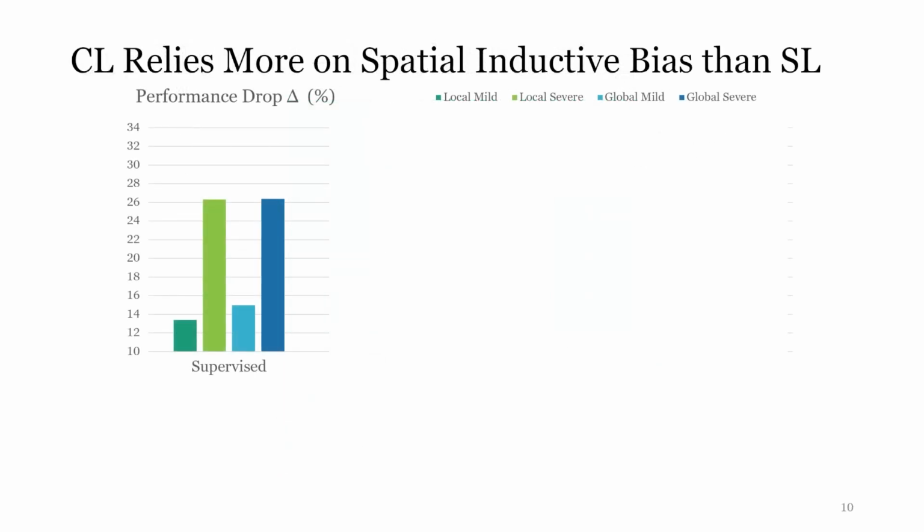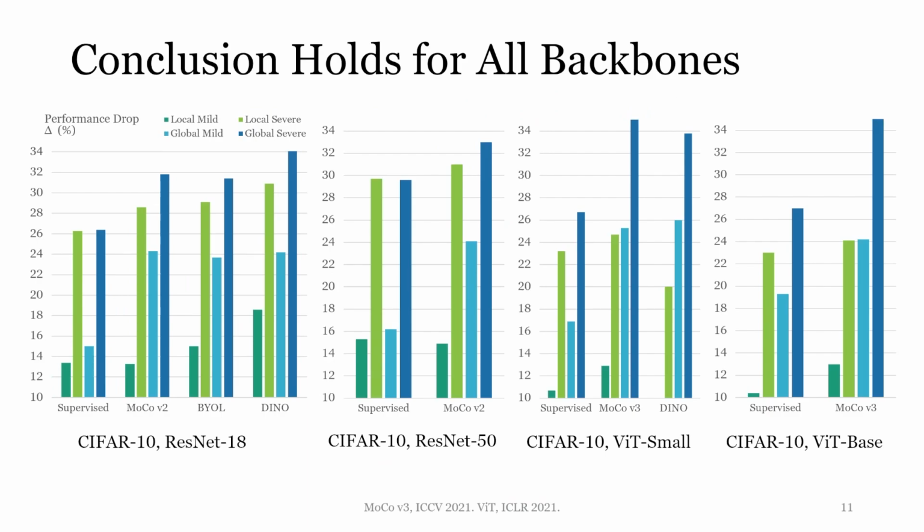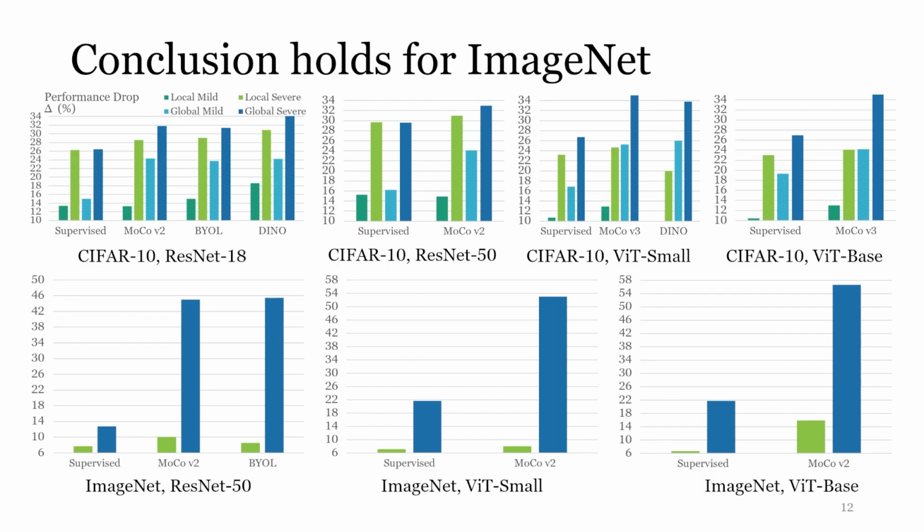Our experiments on CIFAR-10 show that all the CL algorithms consistently rely more on spatial inductive bias than SL. We also observe that CL algorithms rely more on global inductive bias than local. The conclusion holds for all the backbones on the CIFAR-10 dataset, and also holds for the full ImageNet dataset, even more noticeably.